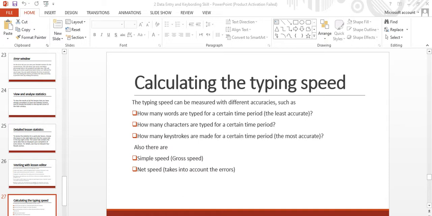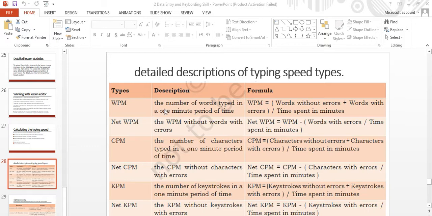The typing speed can be measured with different accuracies, such as how many words are typed in a certain time period, how many characters are typed in a certain time period, and how many keystrokes are made in a certain time period. And there is also simple speed, that is your gross speed, and net speed, that takes the errors into account. The following table shows detailed descriptions of the typing speed types.